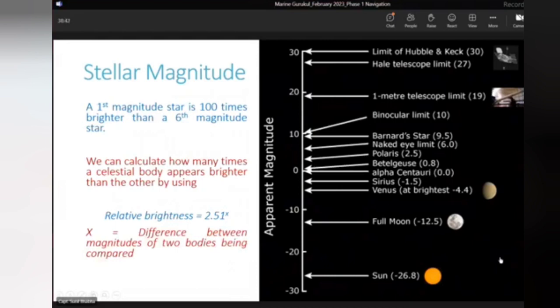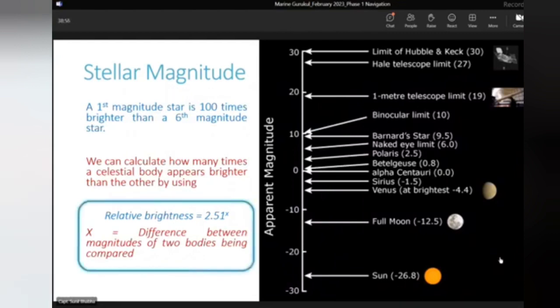So if you are given two celestial bodies, their stellar magnitudes are known. You can find out the difference between their stellar magnitudes. 2.51 raised to power that difference gives you how many times a particular body is brighter than the other. So clear, beta? It is clear up to here? Yes, sir. Very good, beta. Great. Let's move ahead.